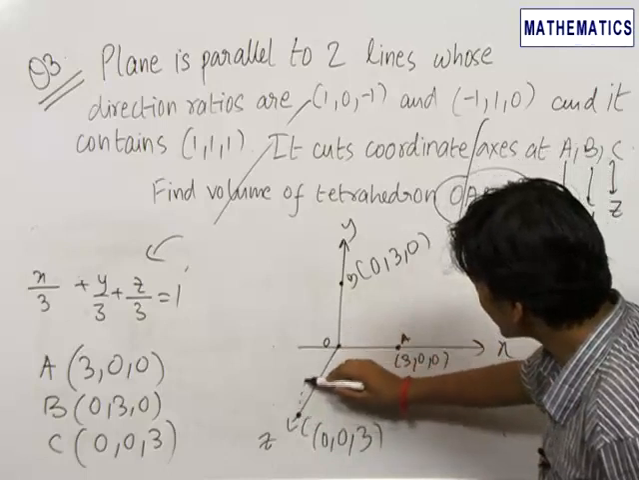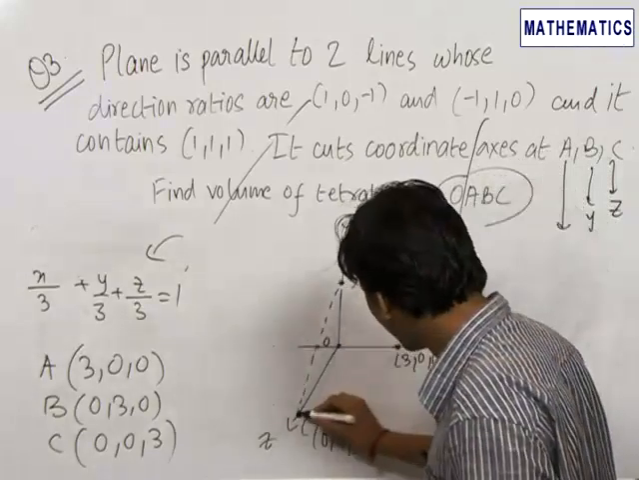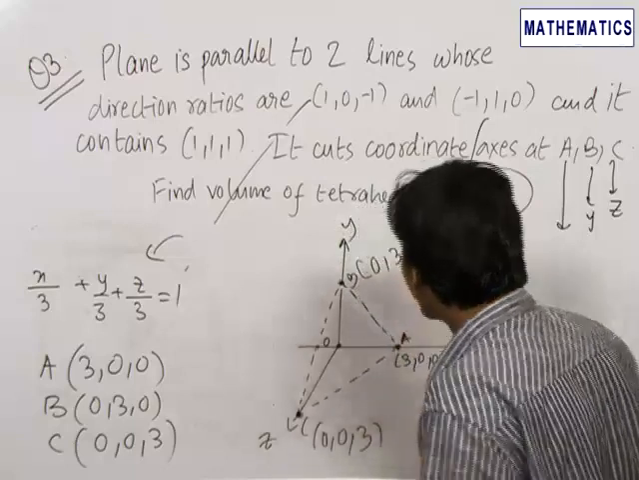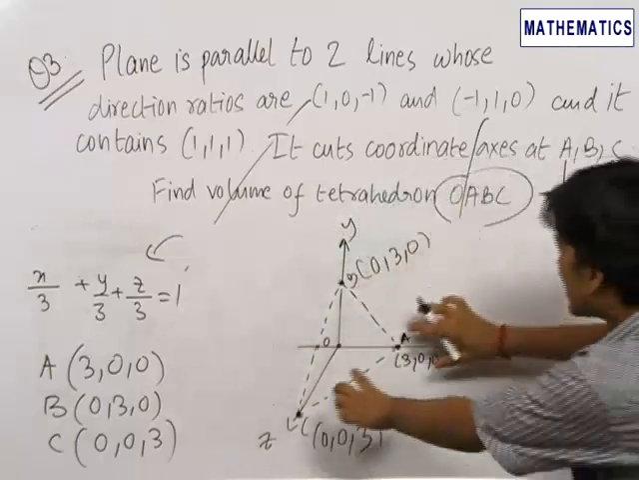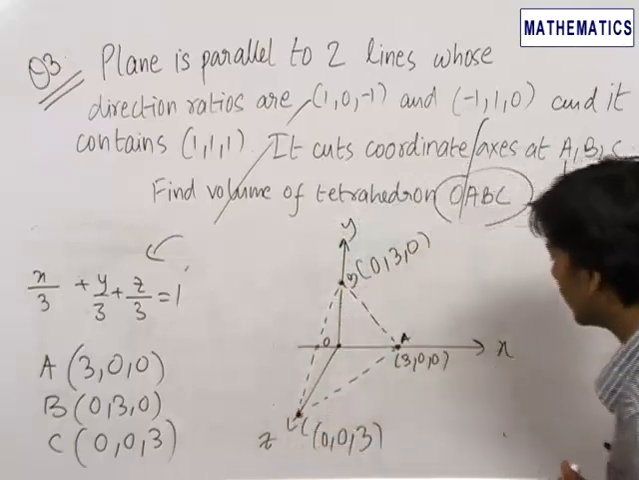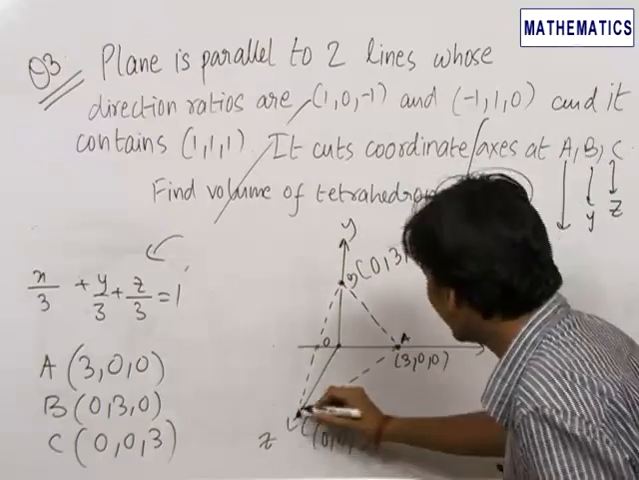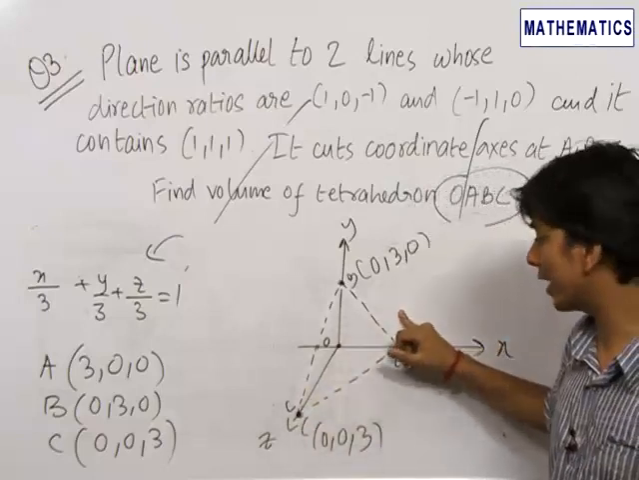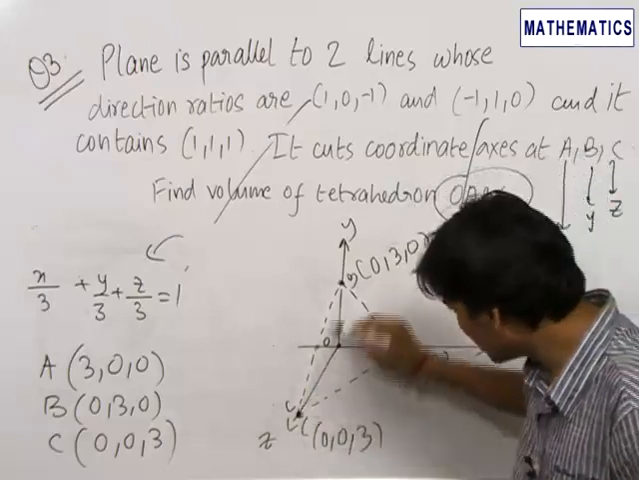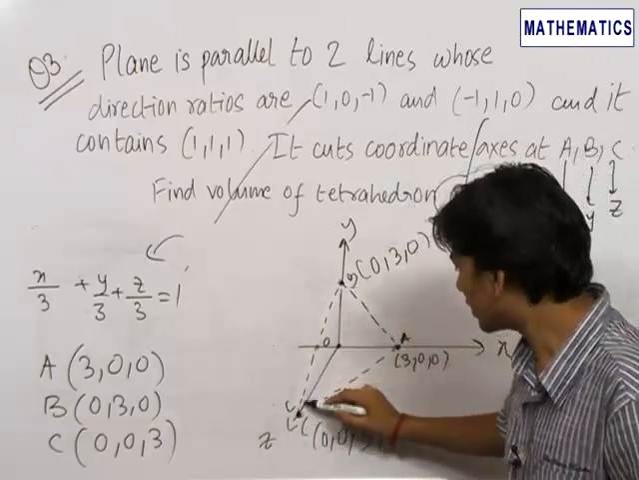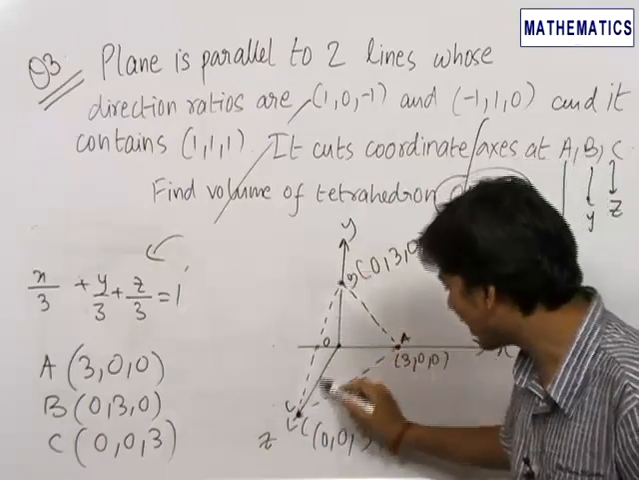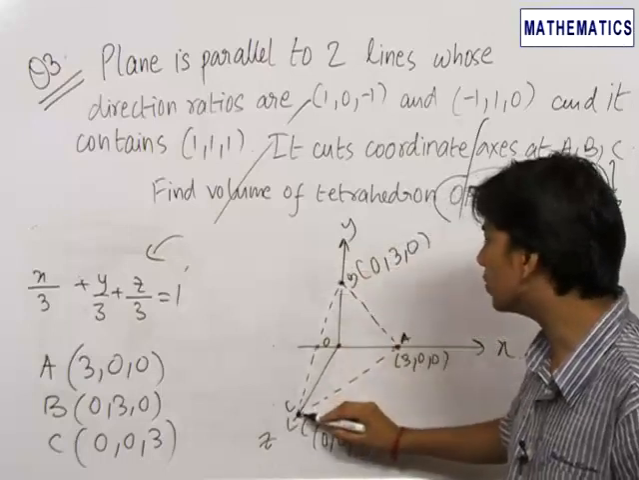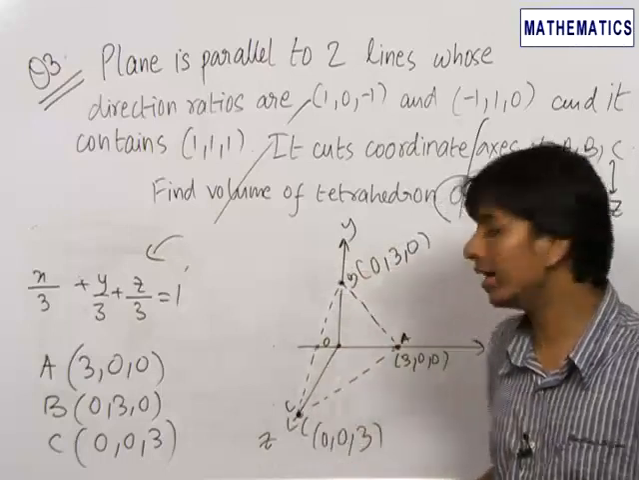Now these 4 points form a tetrahedron, and we need to find the volume of this tetrahedron OABC. An important thing to note here is that this is not a regular tetrahedron, because though these three sides are equal, this side is not equal to this side. The length of this side is 3, while the length of this side BC is 3 root 2. Therefore this is not a regular tetrahedron.